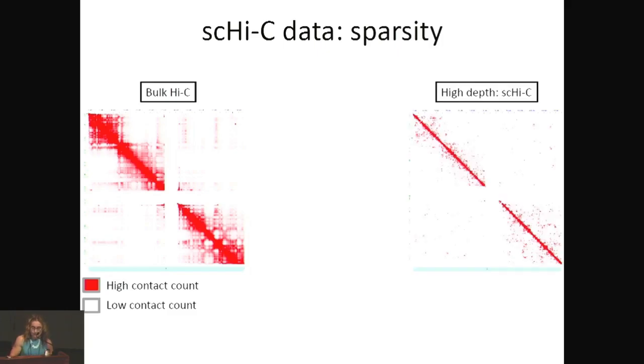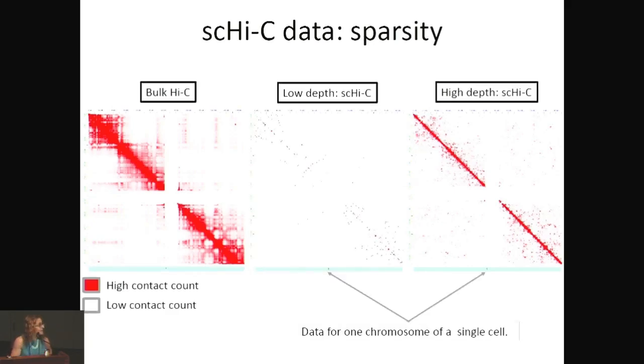And then if you look at a high depth HiC data set coming from the same system, for a single cell, the data might look like this. Much sparser, but the general characteristics, especially these block diagonals, are captured. Obviously, if you decrease sequencing, then you might even end up with something like this. So this would be data for one chromosome of a single cell.